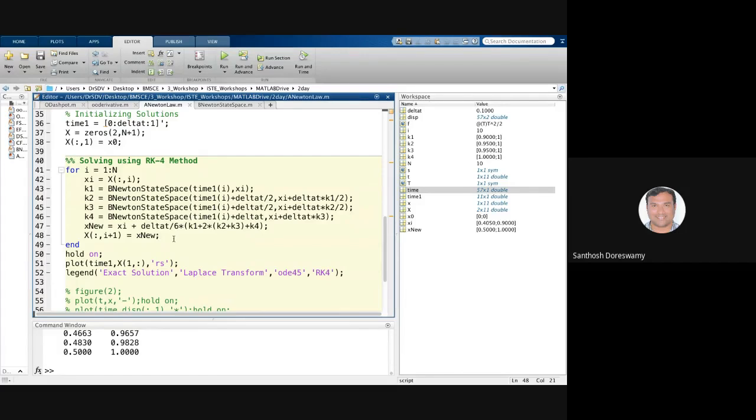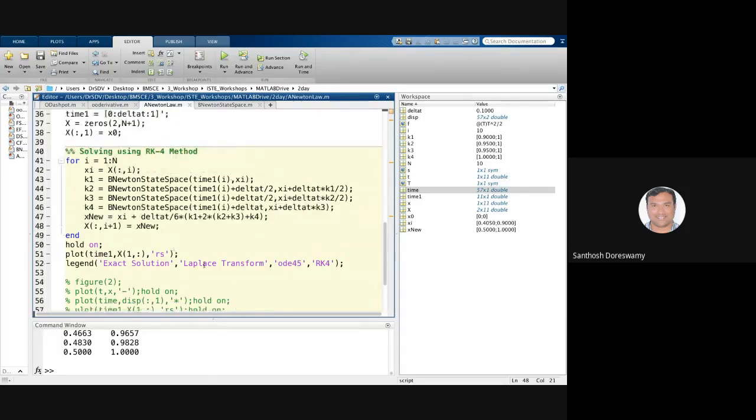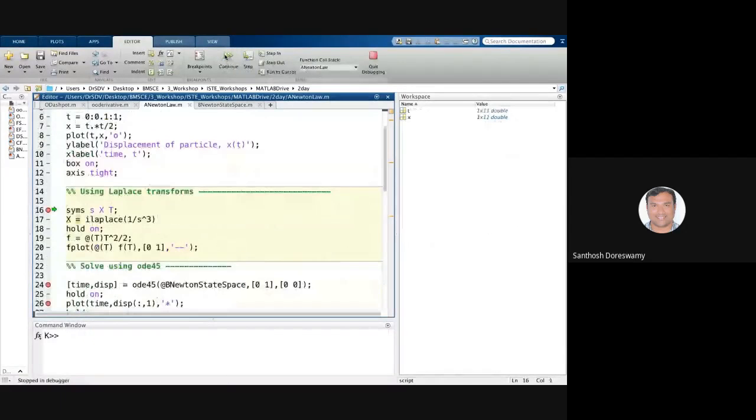So you will solve for the displacement in time as well as the velocity in time using the RK4 method. If I plot that solution, the RK4 method will be represented by a red square in the plot. So if I run this code again, let me quit this debugging and take out these points here.